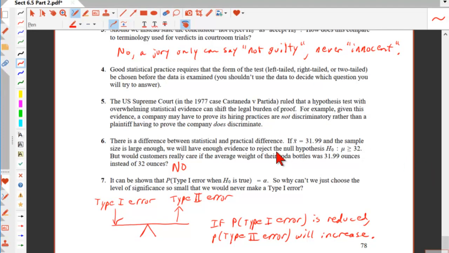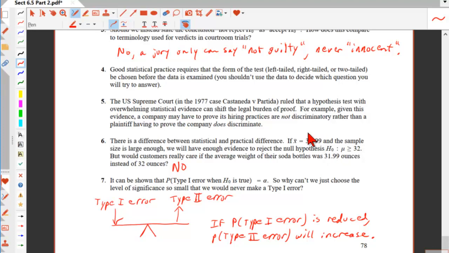Number 6, keep in mind that there's a difference between practical and statistical significance. A while back we had an example from the bottling company. The company was claiming that they were putting at least 32 ounces into each bottle of soda. If we take a sample and get a sample mean of 31.99, and suppose we have a sample size really, really large, like 100,000 bottles, well, it turns out that's going to be enough evidence to reject the null hypothesis.